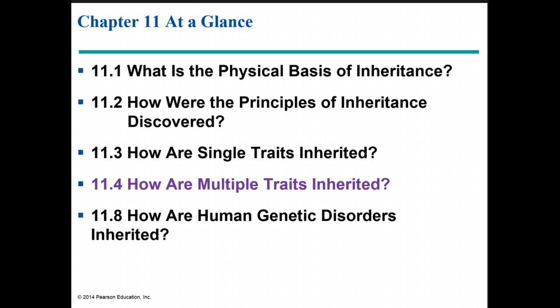Now that we've talked about monohybrid crosses and how to set those up, let's talk about how multiple traits are inherited and how you would set up a Punnett square if you were looking at more than one trait at a time. In the previous examples, we only looked at one trait per cross. In multiple trait crosses, you can look at more than one trait at a time. However, the more traits you look at in one Punnett square, the bigger the Punnett square will be.